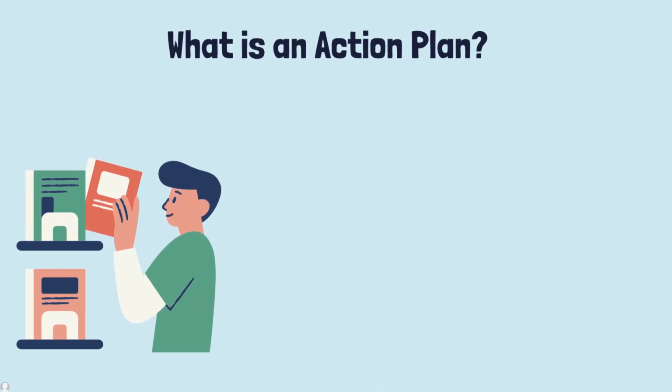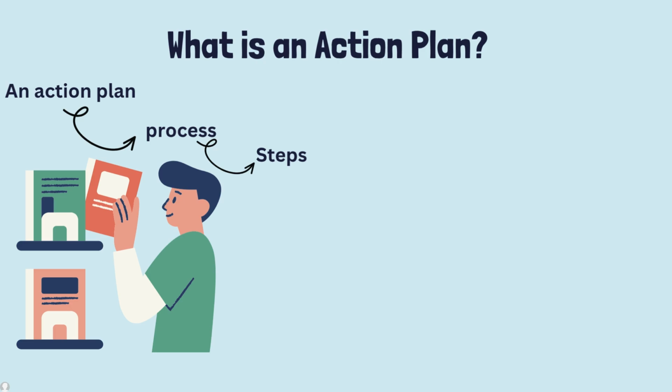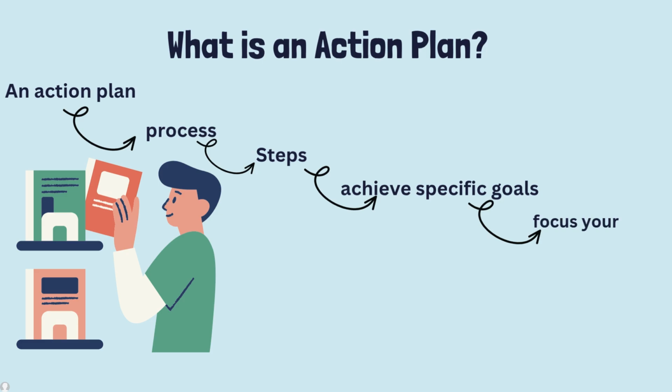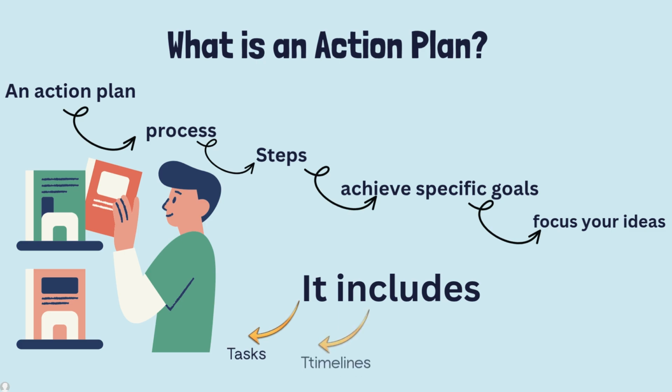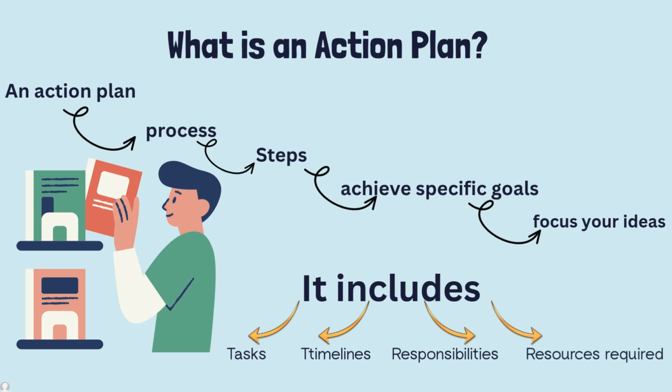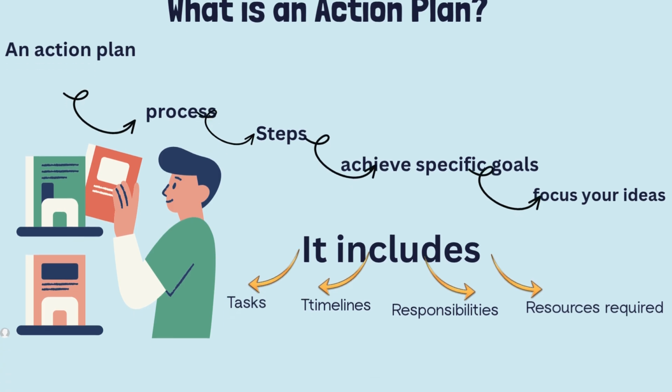What is an action plan? An action plan is a process outlining the steps needed to achieve specific goals and help you focus your ideas. It typically includes tasks, timelines, responsibilities, and resources required. Now, I want to ask an important question: how to make an action plan and what makes it important?